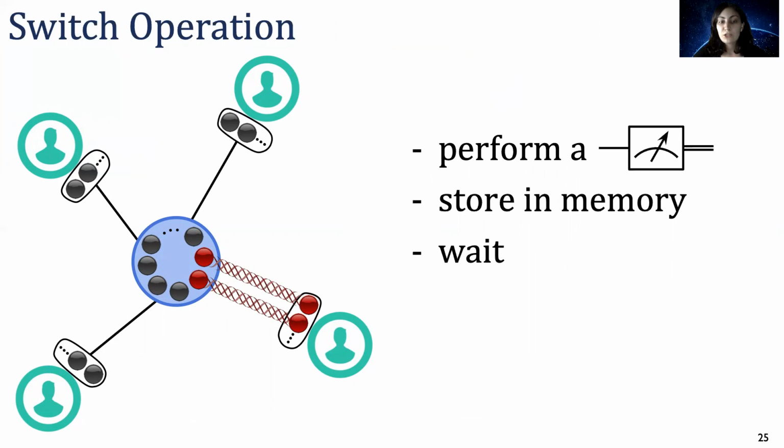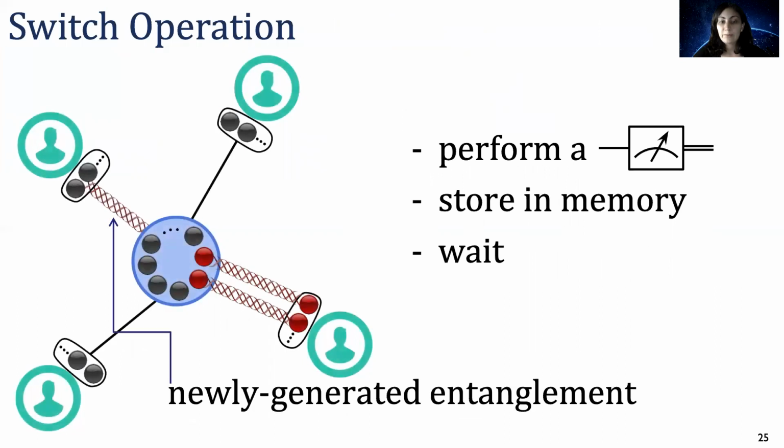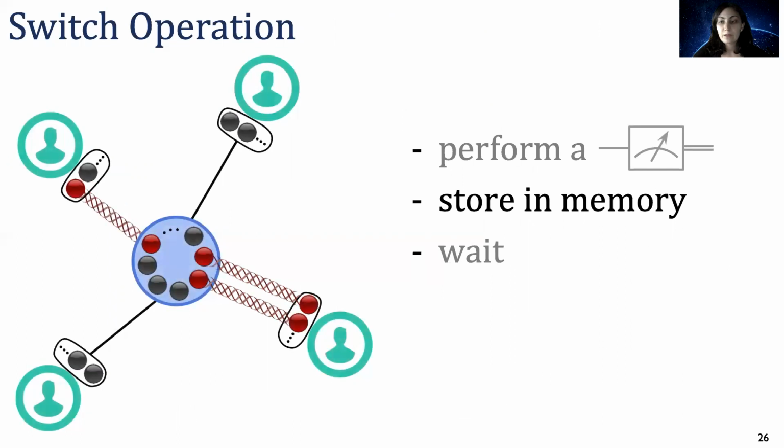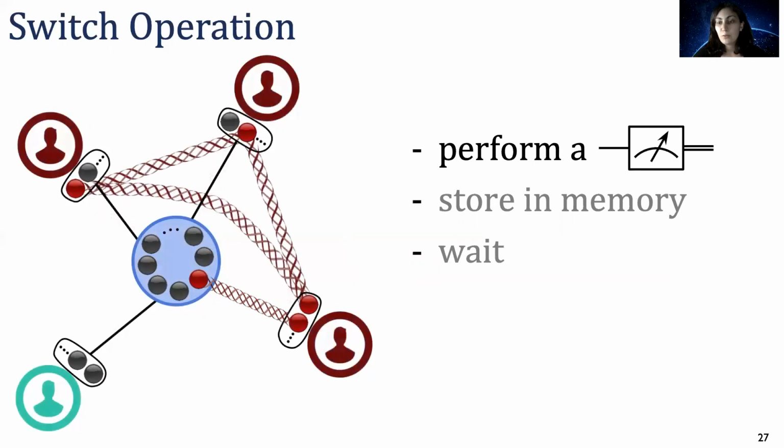Suppose a link successfully generates a new Bell pair. If there are not yet enough Bell pairs for a swap, the switch should store the qubit from the newly generated entanglement in memory. Later, suppose that another link successfully generates a Bell pair, and perhaps the 3 users with Bell pairs wish to share an entangled state. Then the switch may perform a GHZ projective measurement and entangle their qubits.